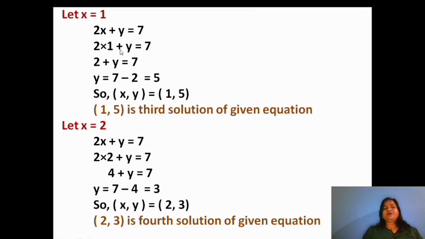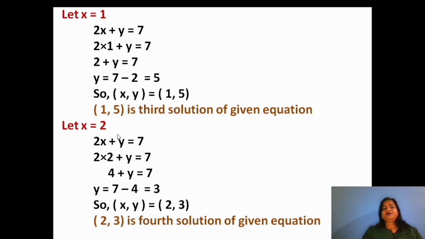2 multiply 1 plus y is equals to 7. 2 multiply 1 will come 2, plus y is equals to 7. y is equals to 7 minus 2 is equals to 5. That means the value of y is equals to 5. So here you can see x, y is equals to 1, 5. Then 1, 5 is the third solution of the given equation, because 1 and 5 are the values of x, y.